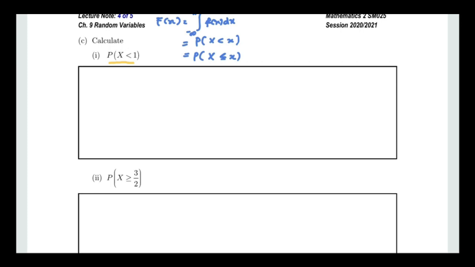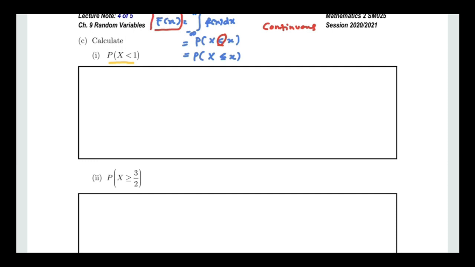So the thing that needs to be highlighted here is that when it comes to the continuous case, it doesn't matter whether the sign has an equal sign or not. It doesn't matter whether it is the less than sign or less than or equal, as long as the sign is less than, it's equivalent to the capital letter F(x).